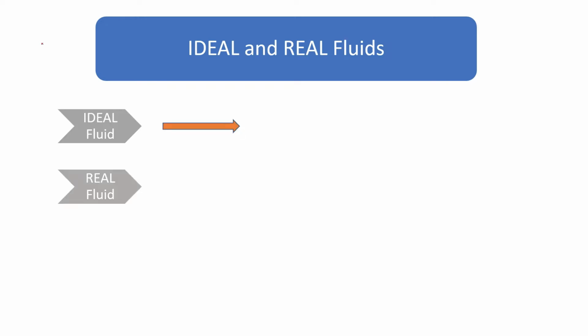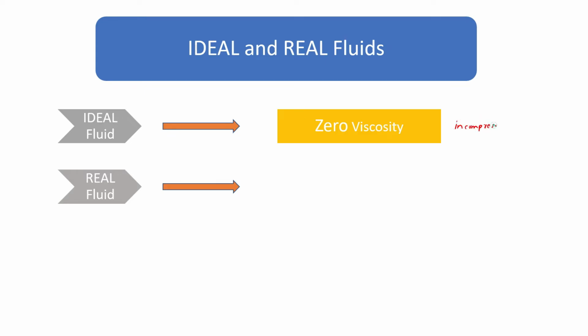In this lecture, we will see what are the different types of fluid. The first classification is between the ideal and real fluid. So, what is an ideal fluid? Ideal fluid is a fluid which has got zero viscosity and also it is incompressible. That means its density will not change. A real fluid is a fluid which has got non-zero viscosity and also it is compressible. There is a difference between an ideal fluid and a real fluid.